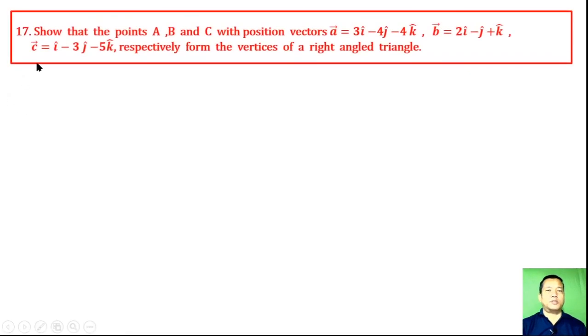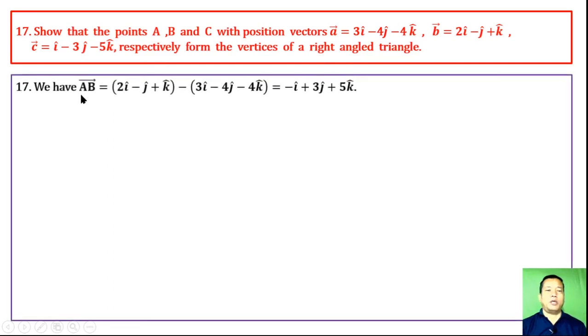Question number 17. Show that the points A, B, and C with position vectors A equal to this, B equal to this, and C equal to this respectively form the vertices of a right angle triangle. We need to prove that the three points form the vertices of a right angle triangle.